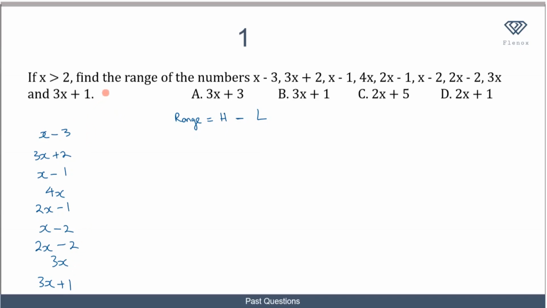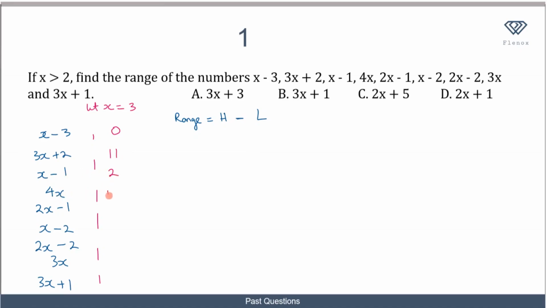So one quick way to go through this is to select a value of x, any number that is greater than 2. For this case, I'm going to select my value of x to be equal to 3. So let x equal 3. Now I can substitute it and see the values that I will get. In the first case, 3 minus 3 gives me 0. The second case, 3 times 3 is 9 plus 2, which gives me 11. 3 minus 1 is 2.